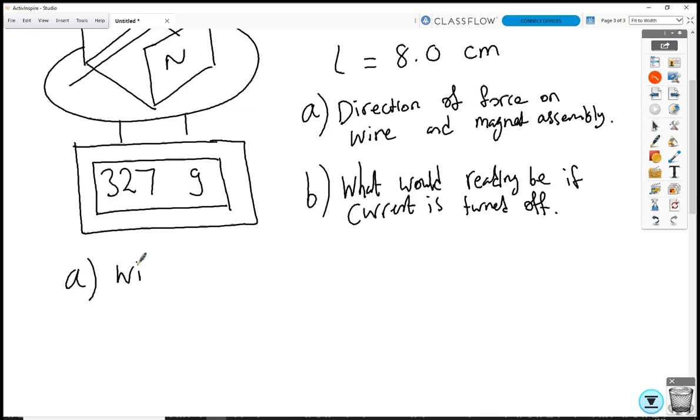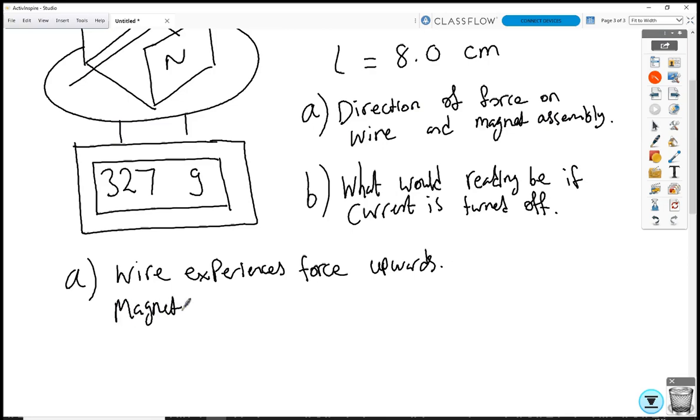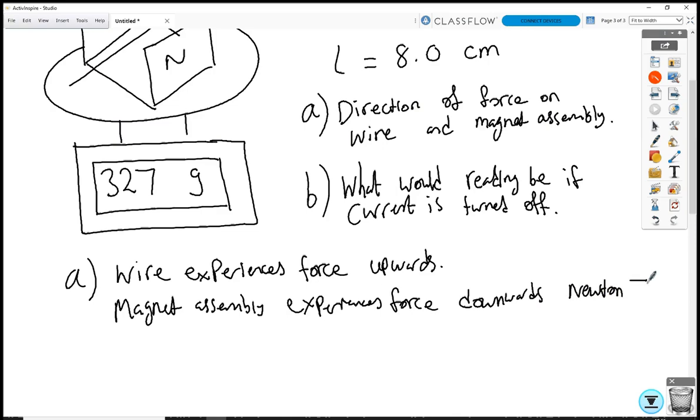So A, wire experiences force upwards. Now, the magnet assembly will experience a force downwards because this is a Newton third law pair, so it's an equal and opposite reaction. So magnet assembly experiences force downwards because it's a Newton third law pair.